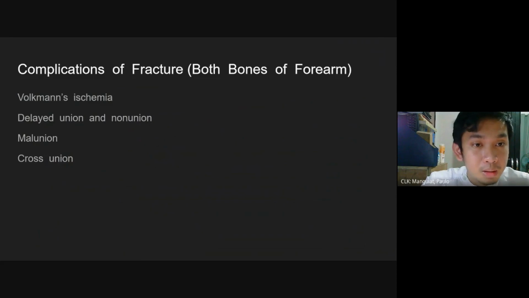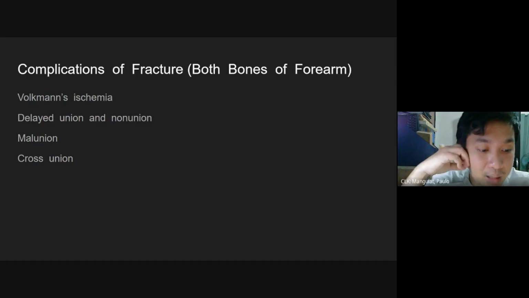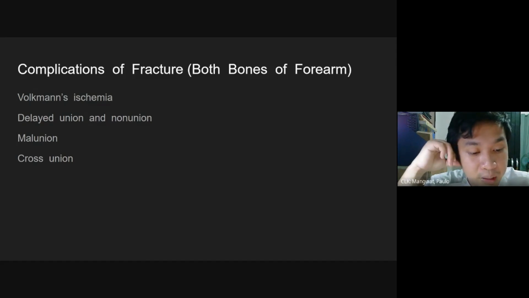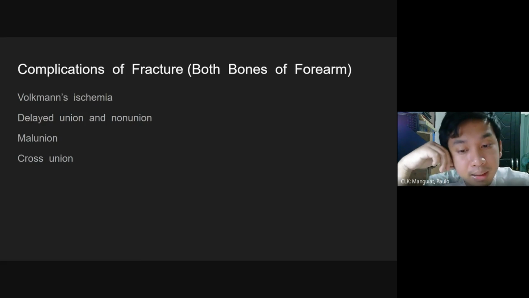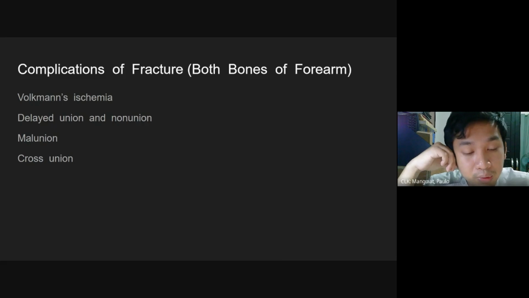Next slide po. So for the complications of fracture of both bones of the forearm, we have your Volkmann ischemia. Because of the tight fascial compartment, a patient with fracture of both bones of the forearm is more prone to develop acute compartment syndrome. Next is your delayed union and non-union. This can be encountered due to soft tissue interposition and inadequate immobilization, and it has to be treated by open reduction, rigid internal fixation, and cancellous bone grafting.